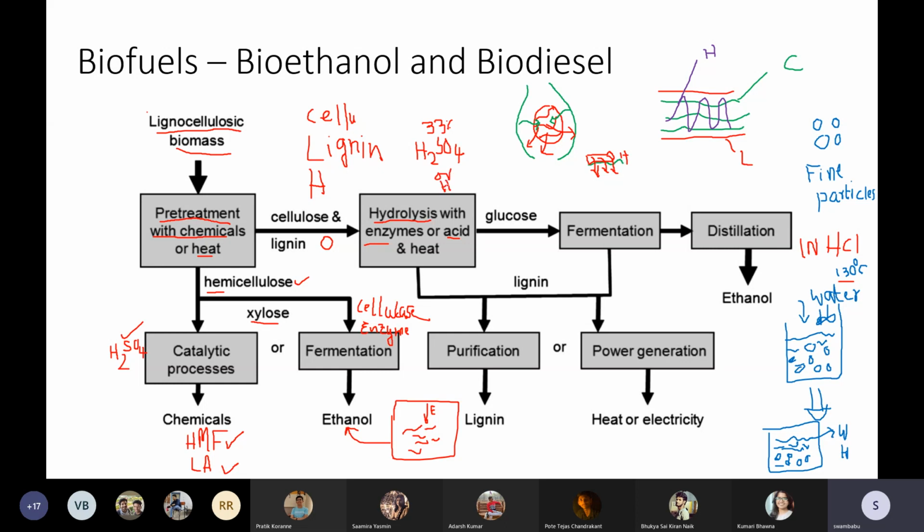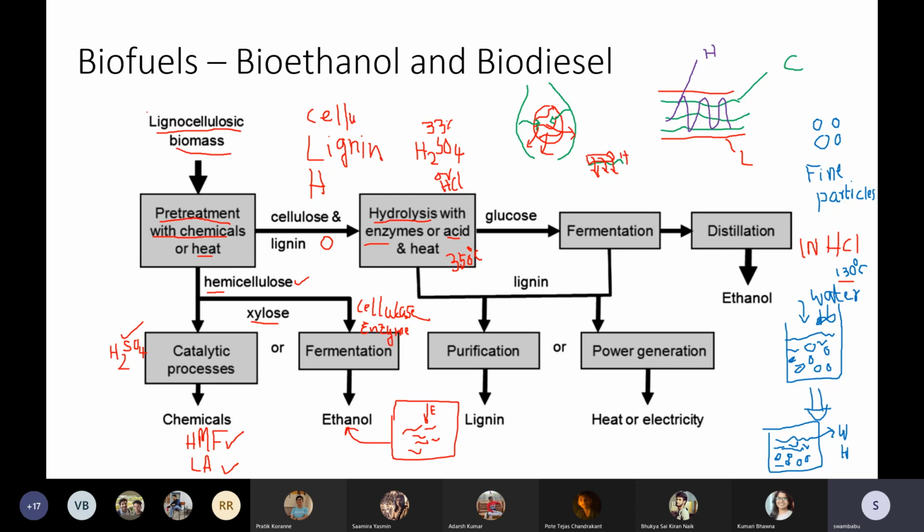HCl has a high pKa value, so you don't need that strong an acid. You will take 2 normal or 3 normal HCl, then heat it to a temperature of around 350 degrees centigrade. If you maintain these conditions, then only the bonding between glucose molecules in the cellulose will break. That is called hydrolysis. The other way is to add this cellulase enzyme and leave it in the autoclave reactor for a longer time. That also does the hydrolysis.